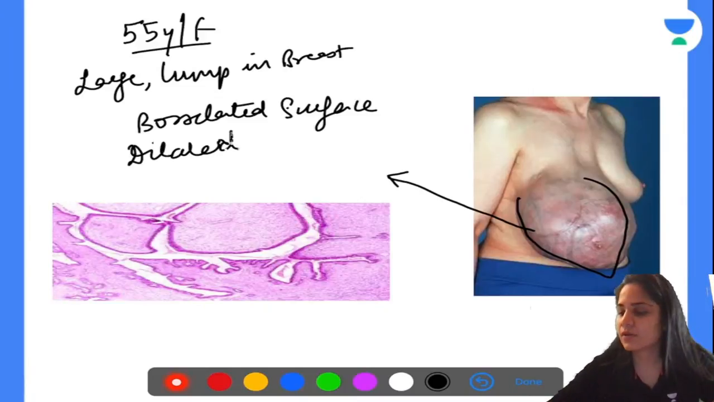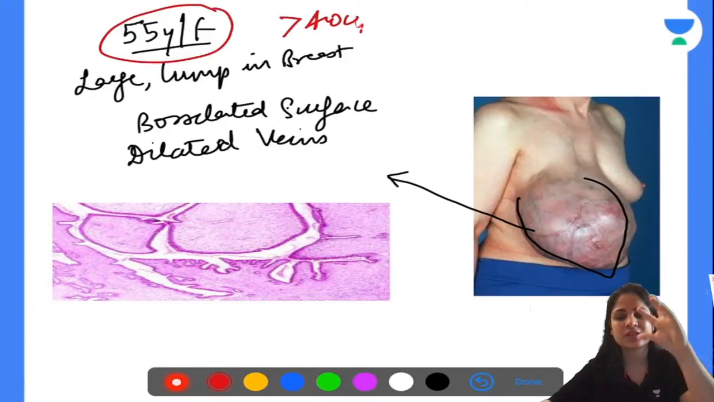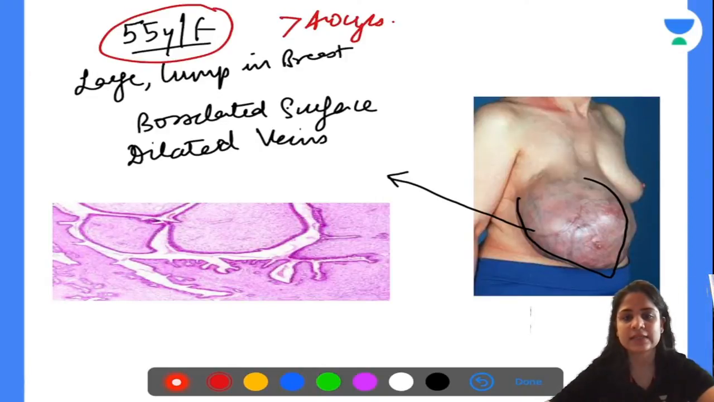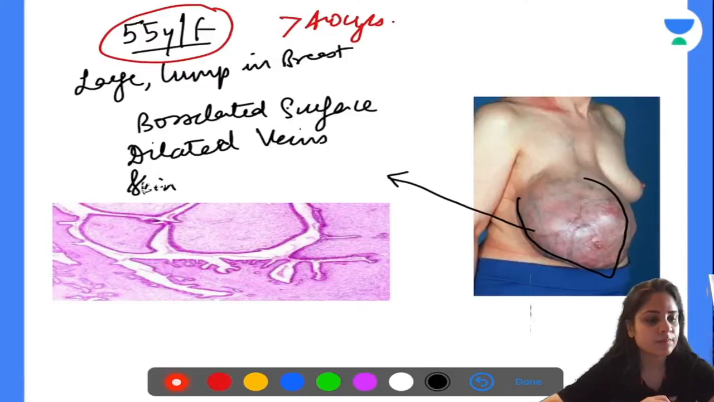So why have I given you the age? It usually happens in females who are more than 40 years of age. And what do you see over here? You see a bosselated shiny surface with dilated veins on top. And along with that, you also have ulceration of the overlying skin. So you have skin ulceration. So what is she suffering from?